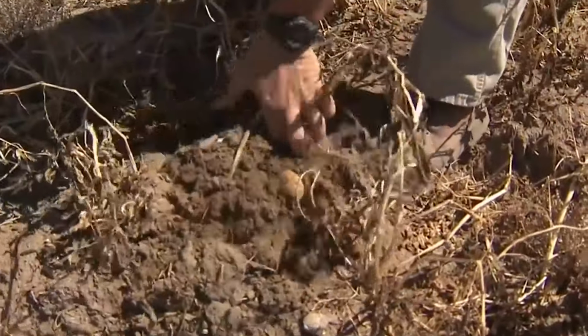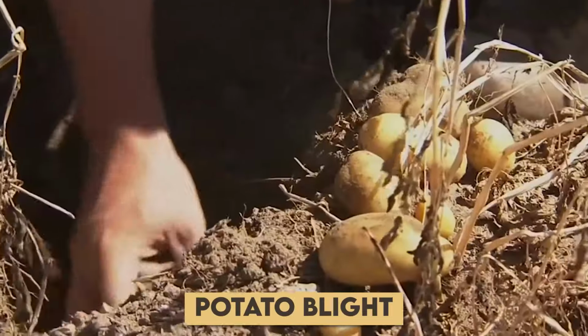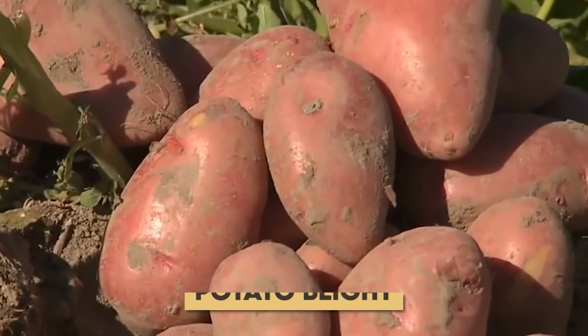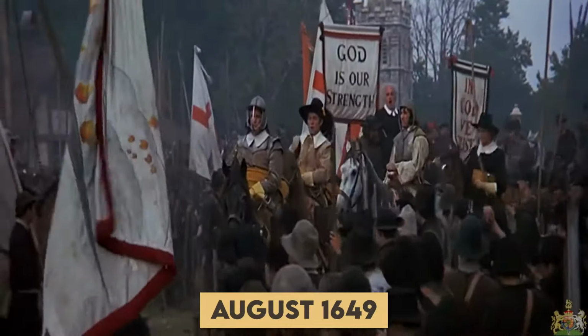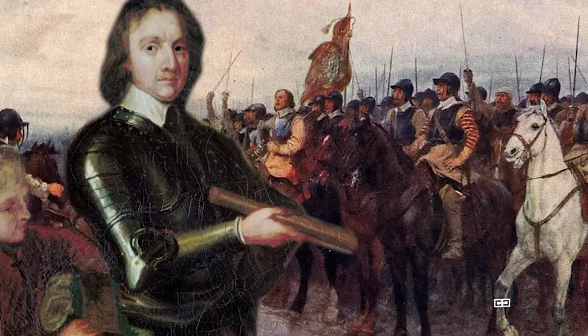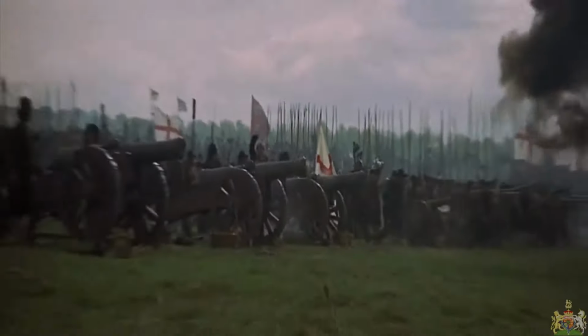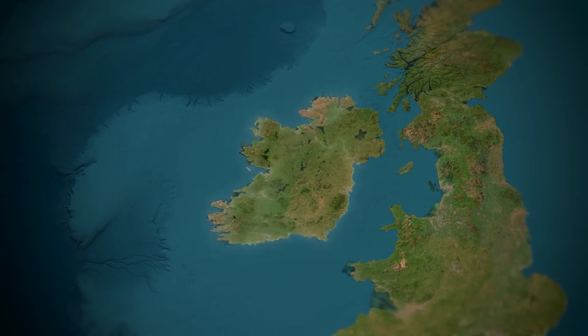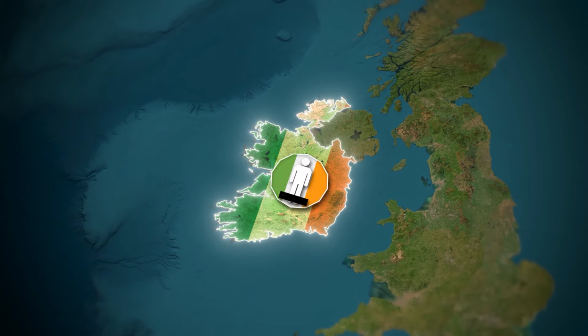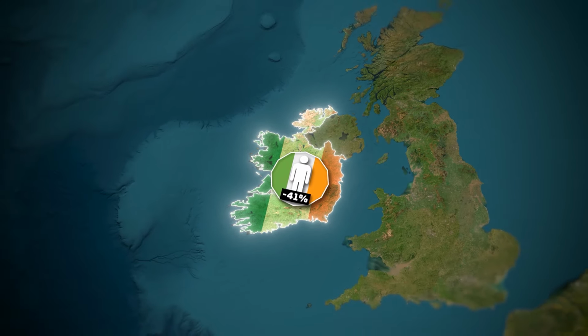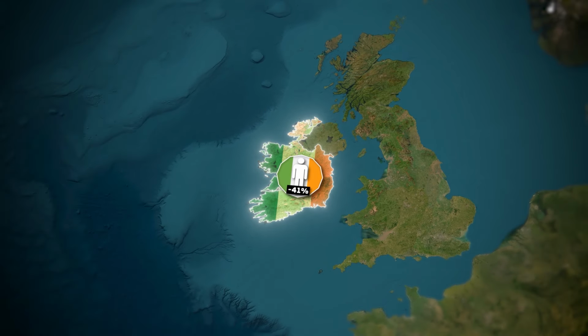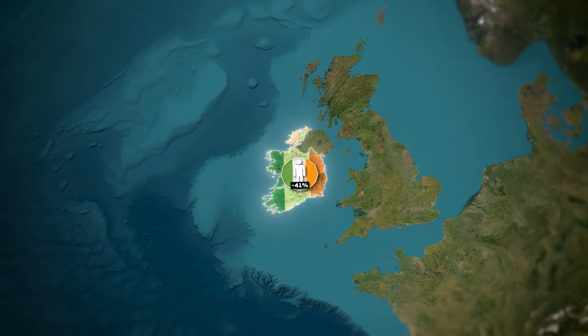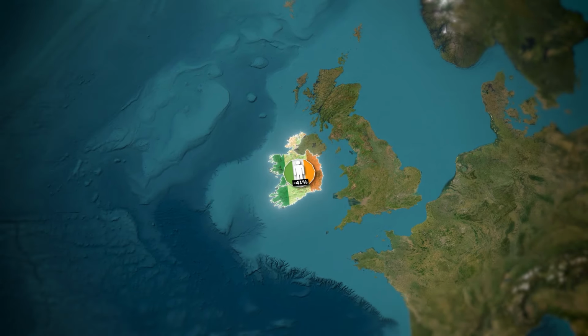While people around the world believe that this famine was caused by potato blight, the truth is much more sinister than that. In August 1649, Oliver Cromwell, England's military titan, leads his army to brutally decimate the Irish population, which is where the chaos truly begins. Ireland's population was reduced by 41%, and those who survived were banished to the barren lands of the West, while thousands were shipped off to distant shores as virtual slaves.